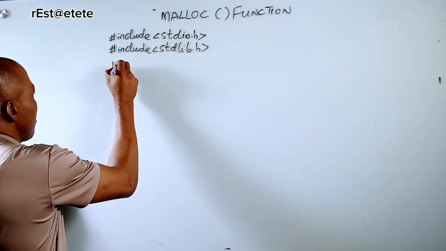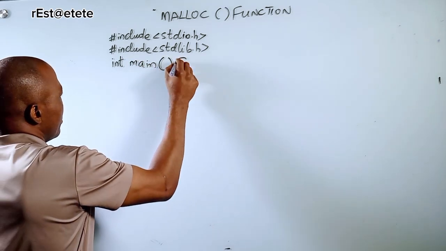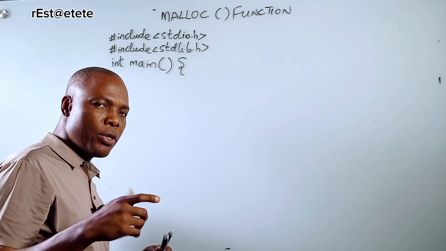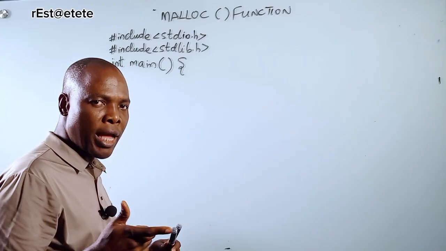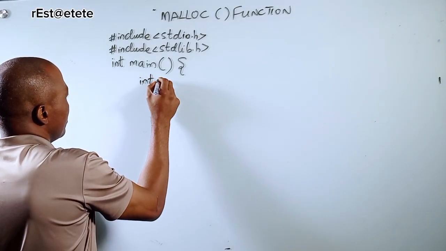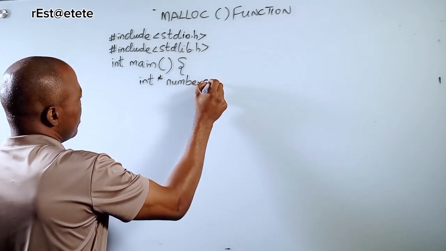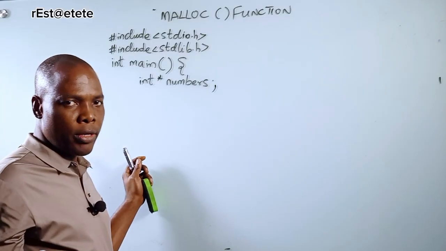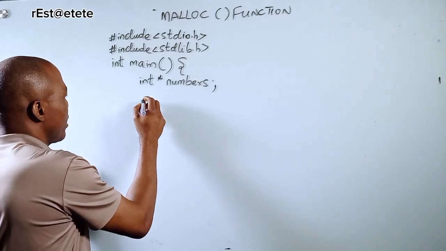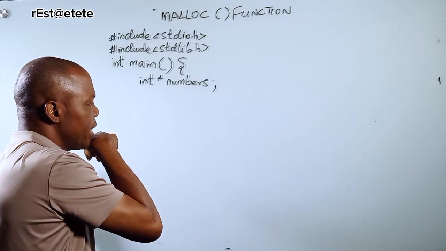Now I will write my main, int main. Inside it, I told you when you create memory in the heap, you can only access that memory through a pointer. So first, let's declare a pointer. I will say int pointer numbers. At this stage, memory has not been allocated. Now I'm going to use malloc with this pointer, to get the address from the malloc.